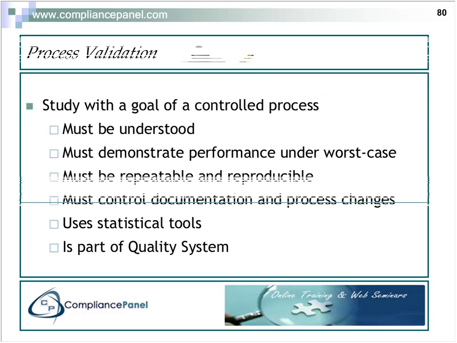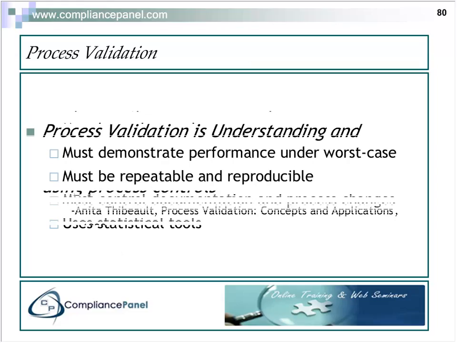So in summary, process validation is a study with a goal of a controlled process. Process must be understood, demonstrate performance under worst-case conditions. It must be repeatable and reproducible. That's what we're trying to achieve. We must control the documentation and the process changes. We use statistical tools to do this, and it should be part of our quality system. So we should have a procedure in place that tells us how and when to do this.